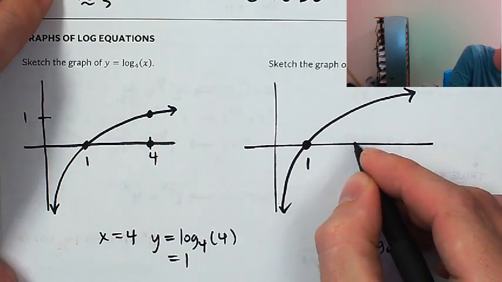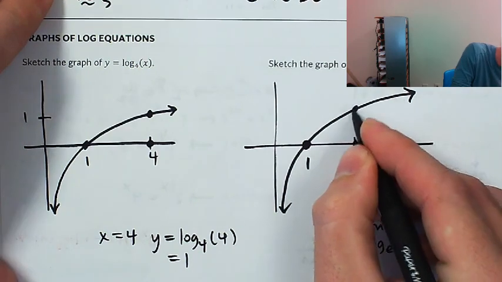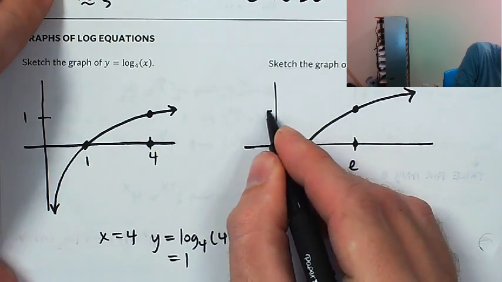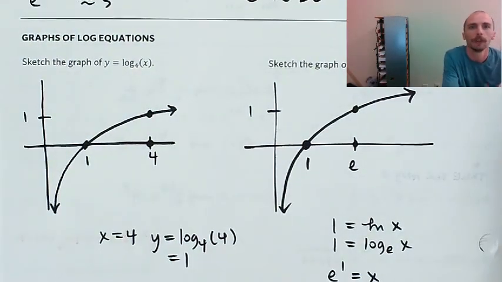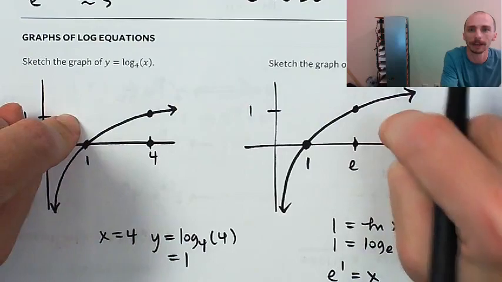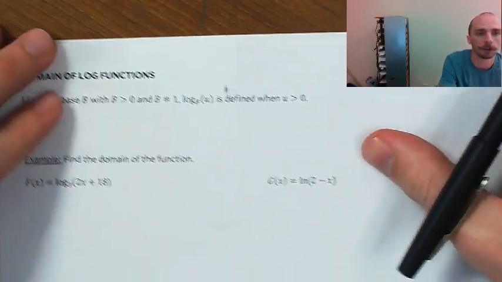e is between 2 and 3, so I'm just going to put that right there. And then that's going to be 1 unit up there. And that's the graph of y equals natural log x. Notice, it looks exactly like log base 4 of x. They're all kind of in the same family. So, all right, domain of a log function.